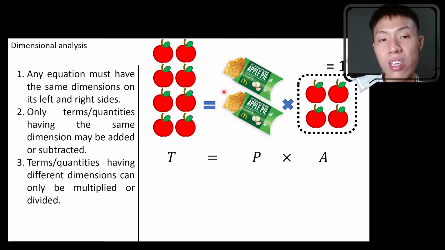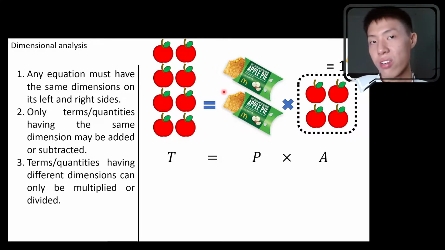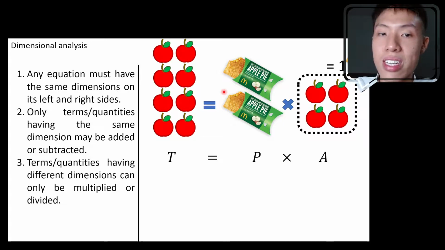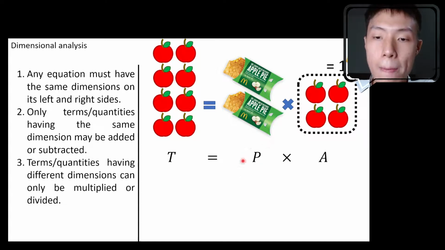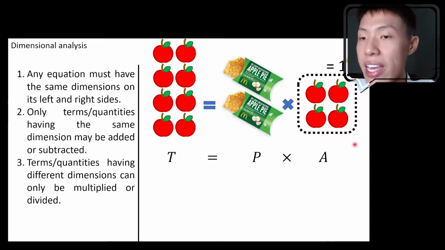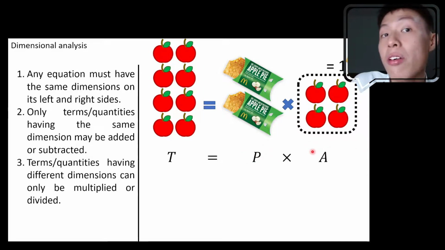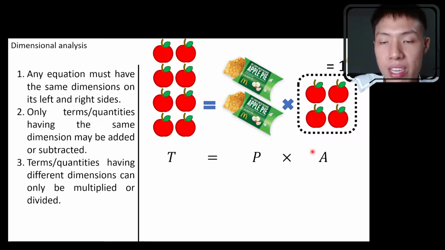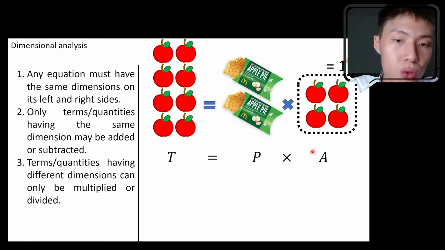And if we are able to follow the third criteria, does that mean that we break the first or second criteria? Let's try to investigate it. Okay, so T here represents total number of apples. P represents number of apple pies. A here represents number of apples needed for one apple pie. So now P times A will be equal to T.